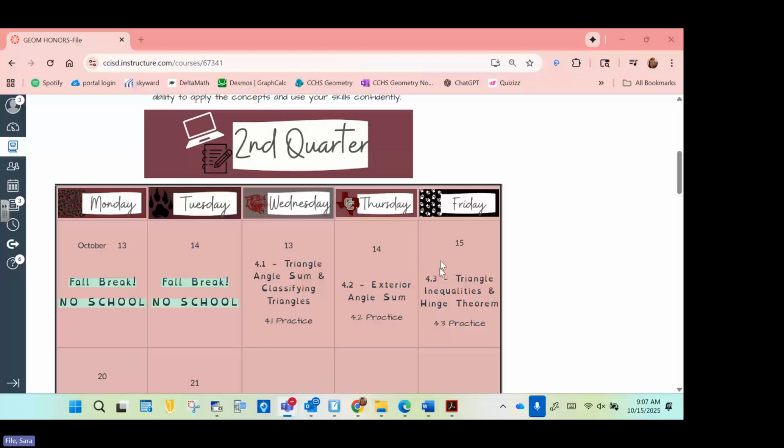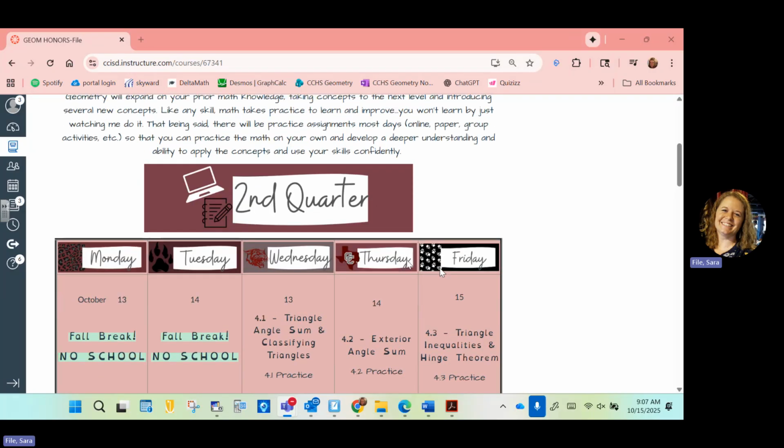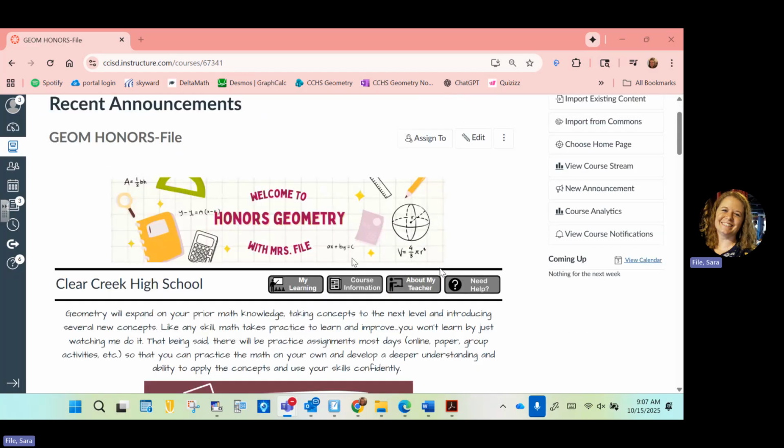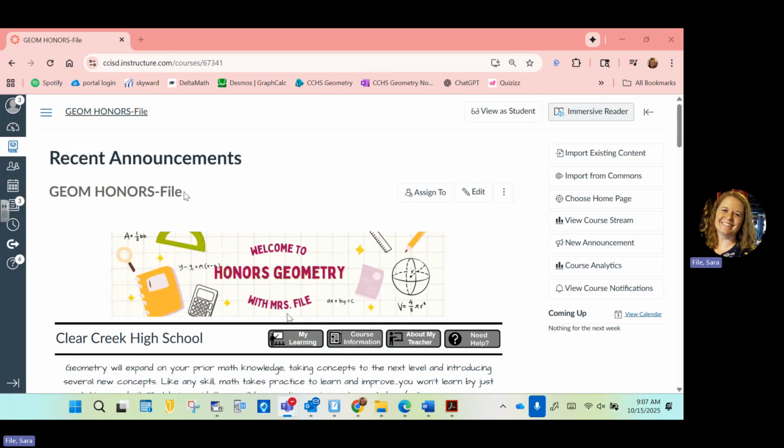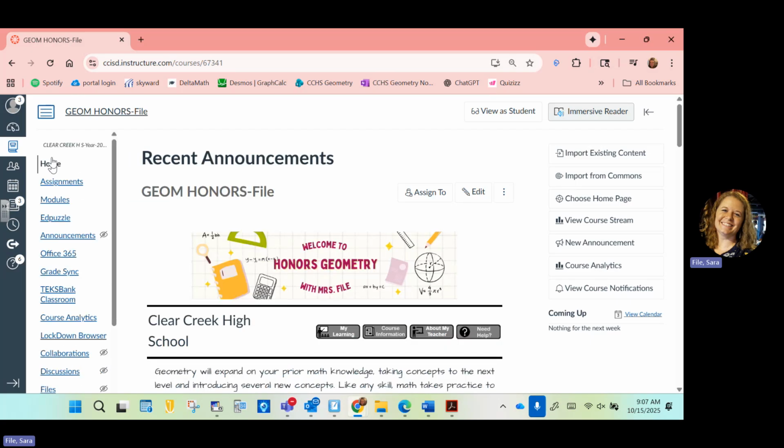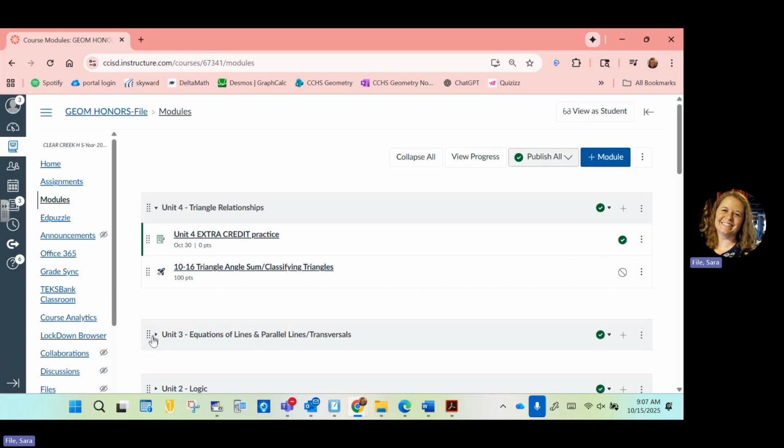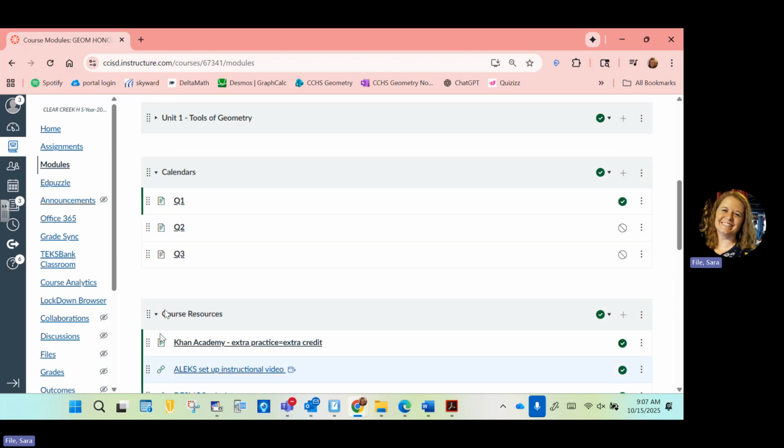To go over the notes, I moved the Q1 calendar. If you ever want to go back and look at something from the last 9 weeks, it's in the modules. You can either go to My Learning or go over here to modules, and there's a module for calendars. It's right here.